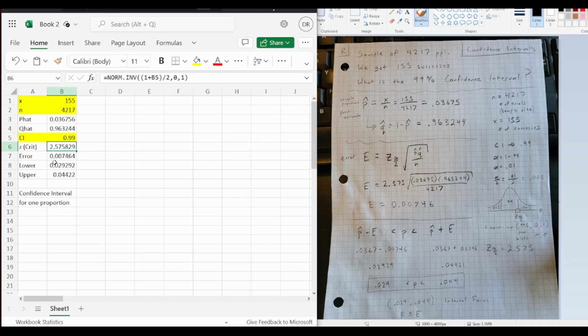We get our q-hat, which matches what I have over here on the little screenshot. The error number was a 0.00746, and the lower and upper numbers turned out to be 0.029 and 0.044. So as you can see, the calculator in Excel matches what we got on paper. That feels pretty good, and it shows that if we can pick out and understand what's going on, we can pick out the correct numbers, put it into the Excel calculator, and just like that, we get all our important numbers.